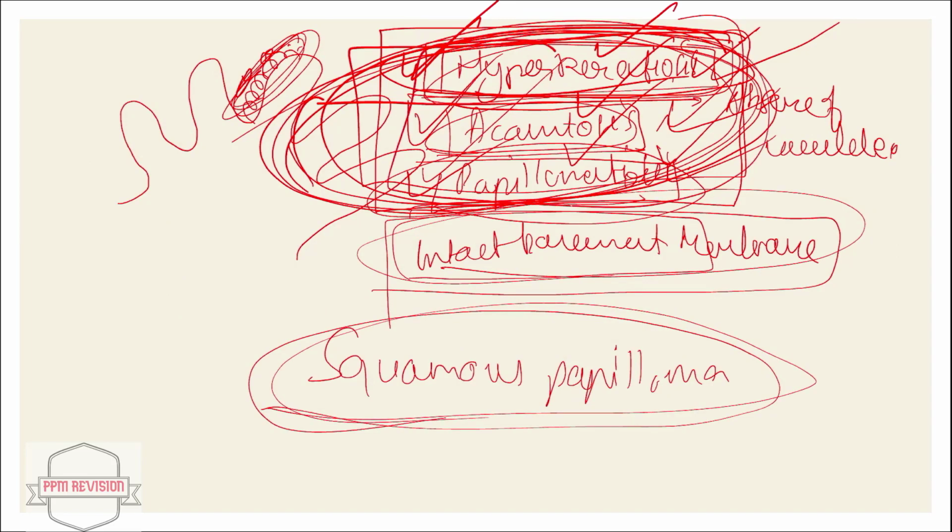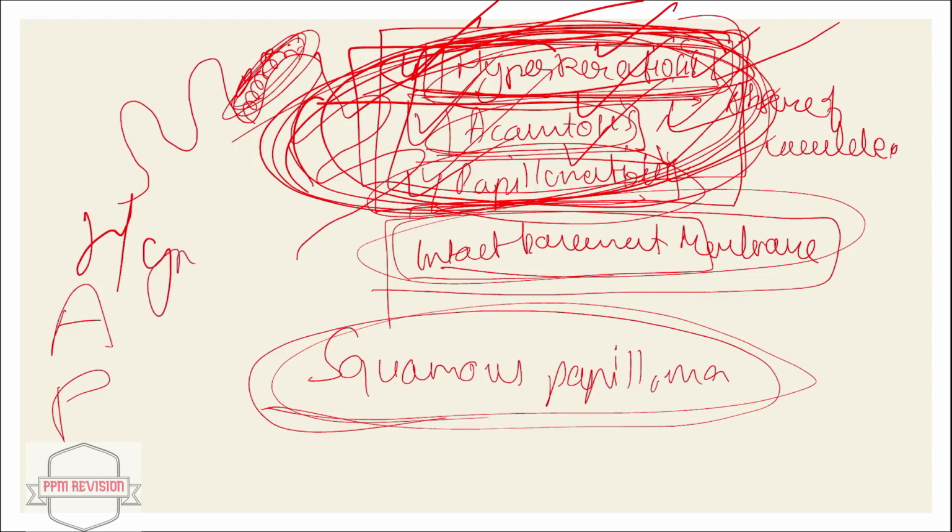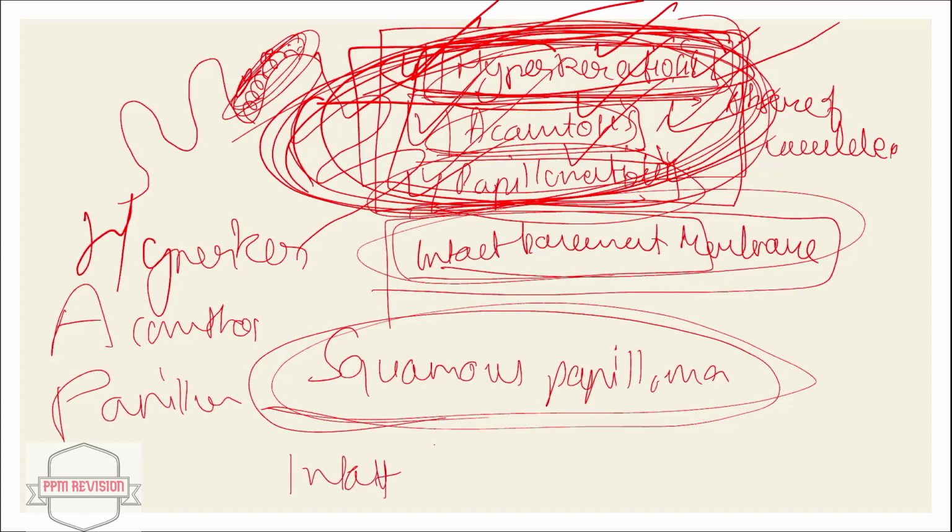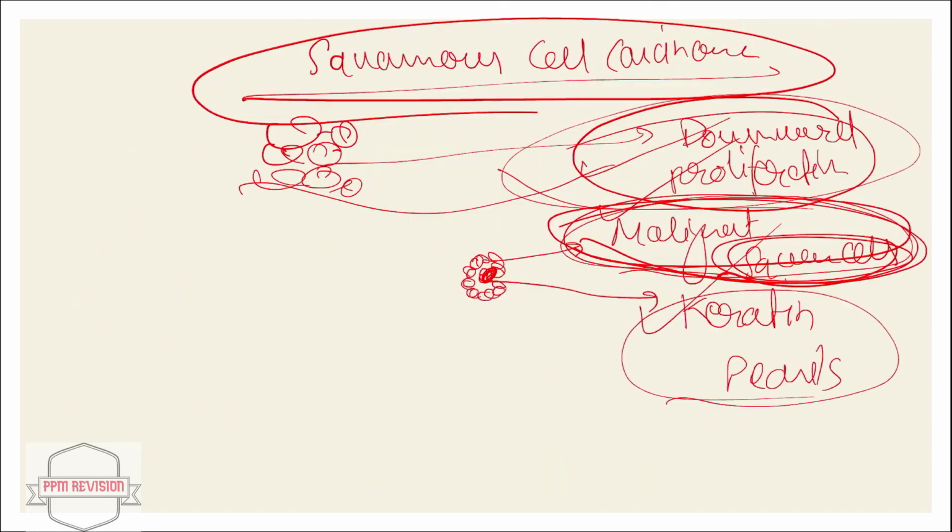So let's go quick. Squamous papilloma is this HAP: hyperkeratosis, acanthosis, and papillomatosis. Okay, hyperkeratosis, acanthosis, and papillomatosis, and this intact basement membrane.